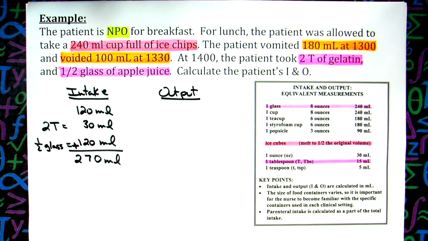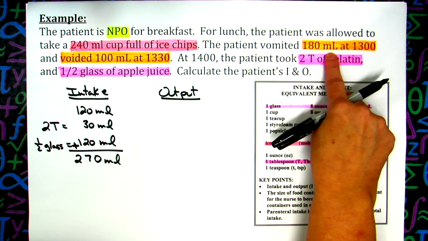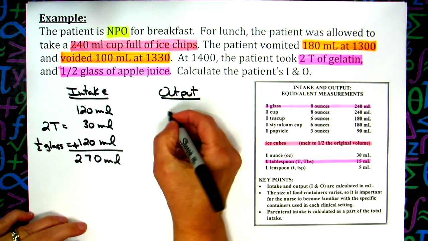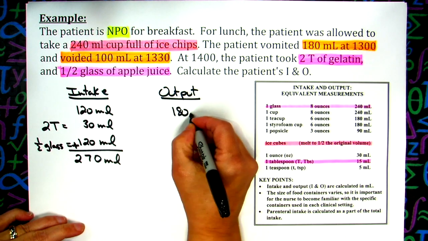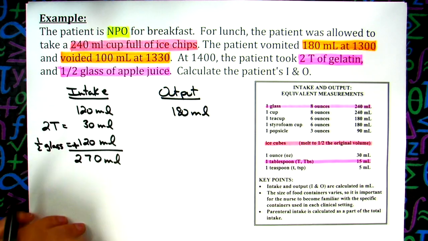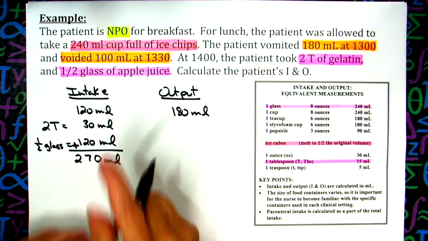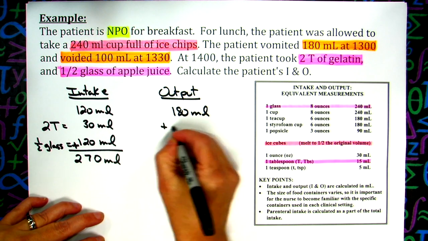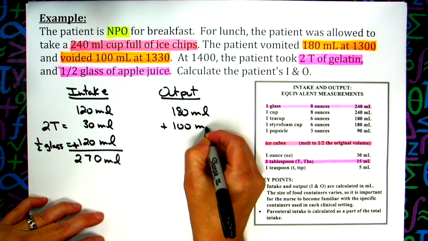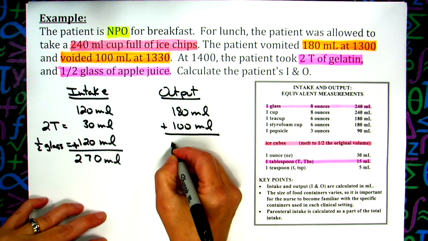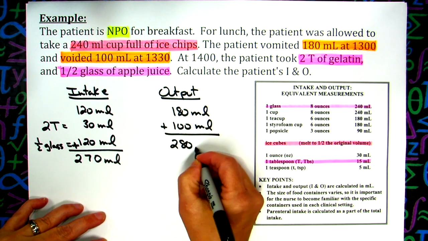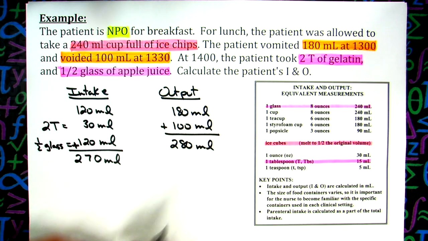I highlighted everything that was an output in orange. We had 180 milliliters at 1300, so I'm going to put 180 milliliters. And then we voided 100 milliliters at 1330. So we'll add to that another 100 milliliters, and that's a total of 280 milliliters for the output. So pretty much a straightforward question.